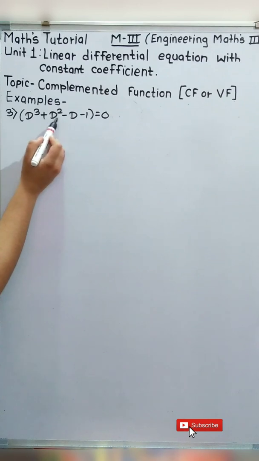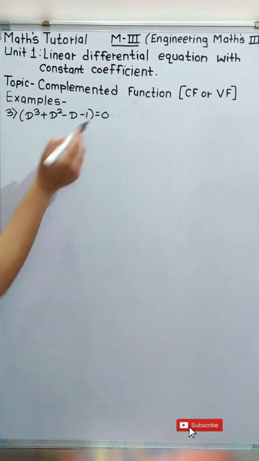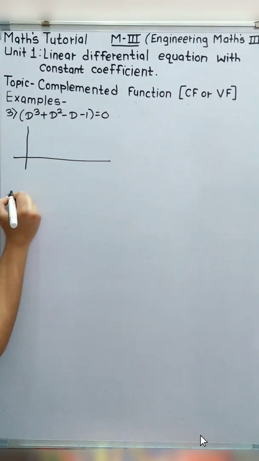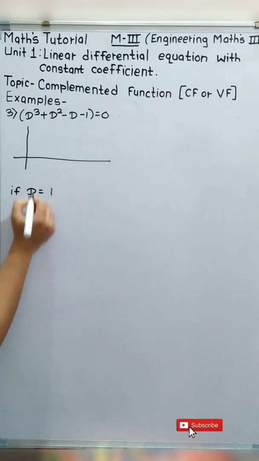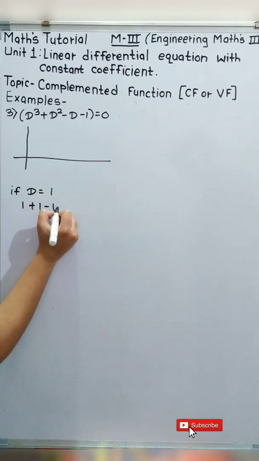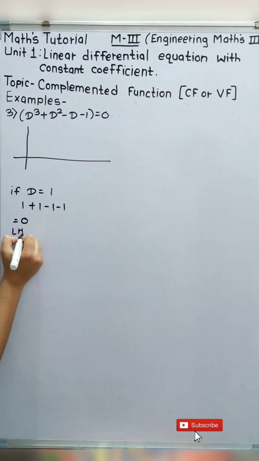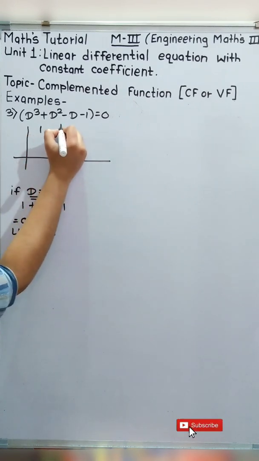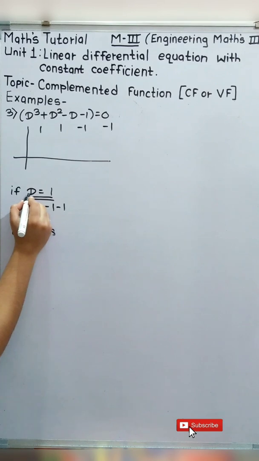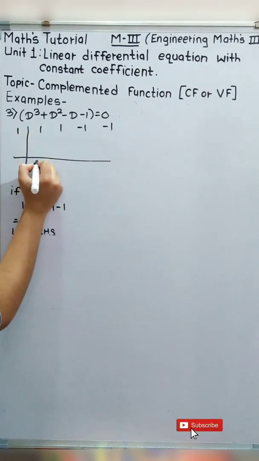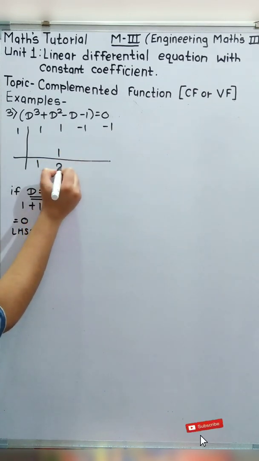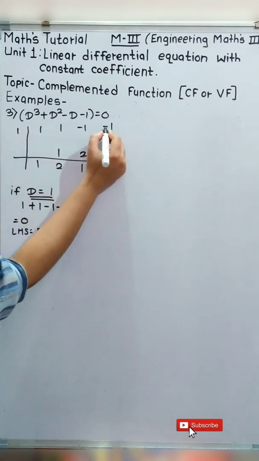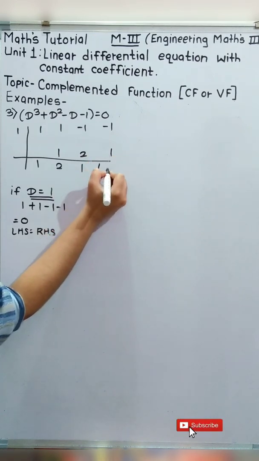Third example: (D³ + D² - D - 1) = 0. So how do we find the roots? By this method: put D = 1, then 1 + 1 - 1 - 1 = 0, so LHS equals RHS. So the first root is D = 1. Put the coefficients of D here and D = 1: 1 as it is, 1 into 1 is 1, 1 + 1 is 2, 1 into 2 is 2, -1 + 2 is 1, 1 into 1 is 1, -1 + 1 is 0.